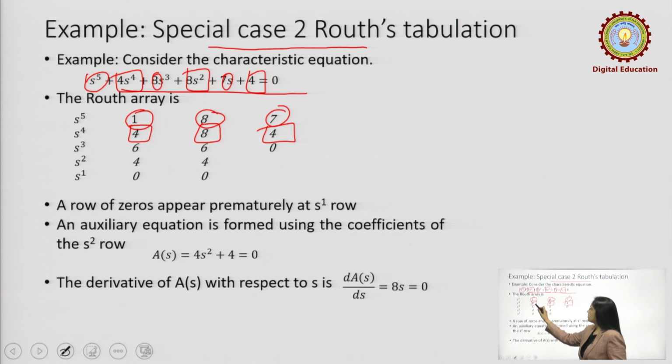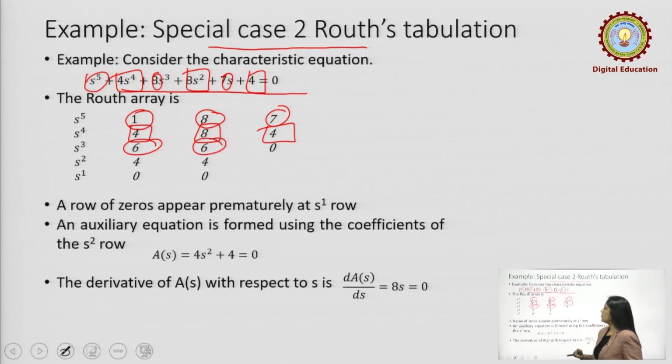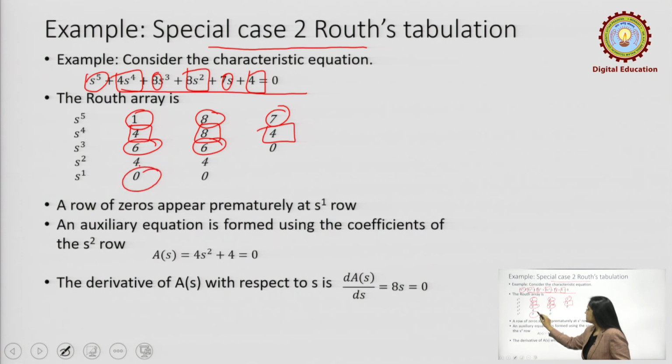We get this value 4 into 8 minus 8 divided by 4 as 6, 4 into 7 minus 4 into 1 upon 4 is 6. Similarly, we get these two values 4 and 4, and then we can see that 4 into 6 minus 4 into 6 upon 4 is a 0 value. Here also 4 into 0, 6 into 0 upon 4 is a 0 value.